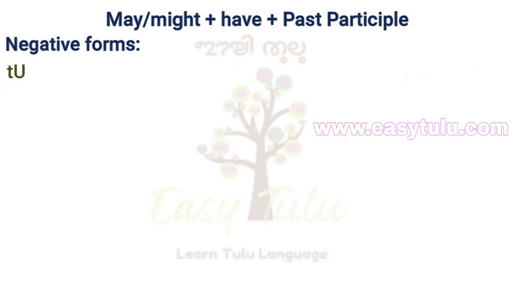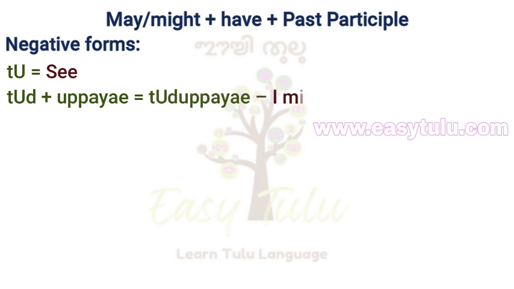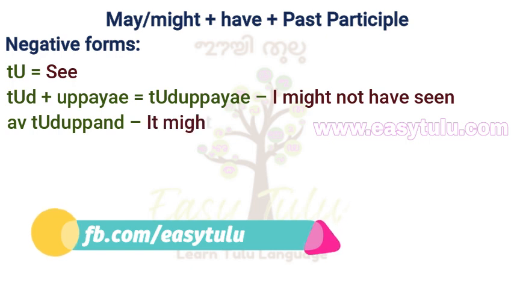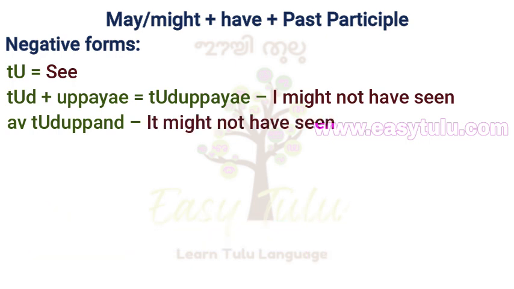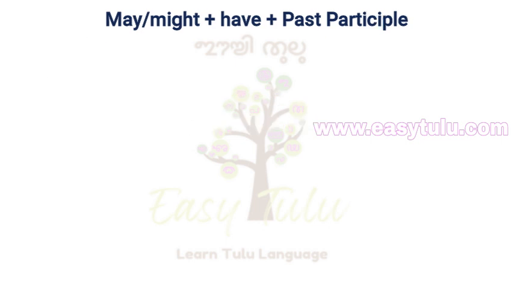Another example, tu means see. Tudu is the past adverbial participle. Tudu plus uppaya, tuduppaya, I might not have seen. Au tuduppandu, it might not have seen. Okay, now let us see few example sentences.